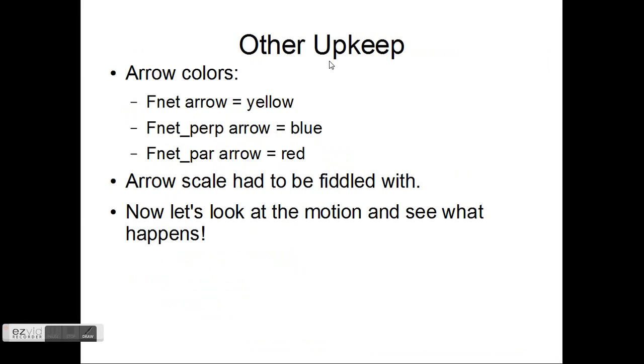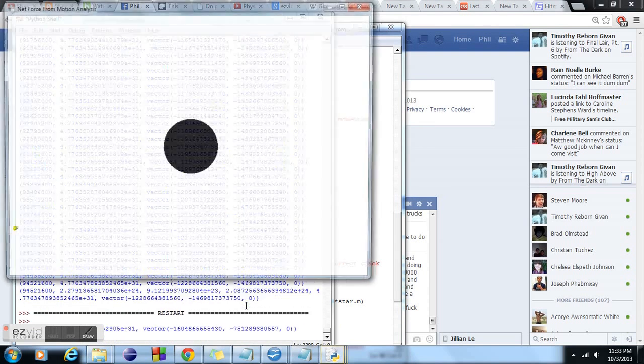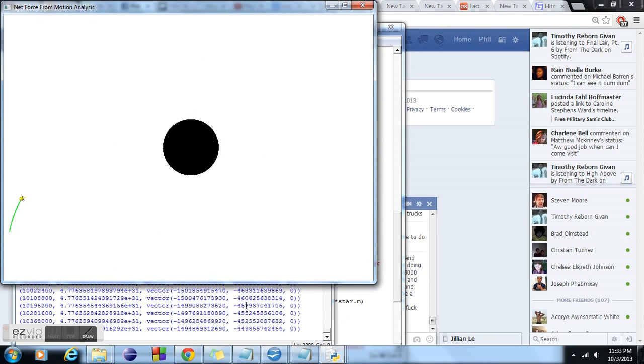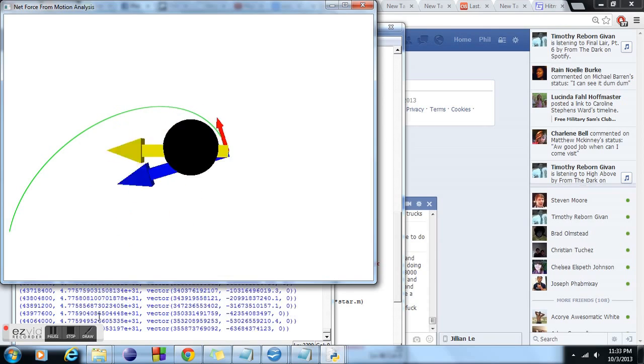I'm about to show the motion, but here's some upkeep that we need to look at. For the arrows, Fnet is yellow, Fnet perpendicular is blue, and Fnet parallel is red. Arrow scale had to be fiddled with to make the Python model actually look good. In any case, let's look at this motion. Here's the motion we observed. The arrows here are scaled to their magnitudes. Note how they grow larger when they come close to the black hole, a product of Newton's law of universal gravitation.